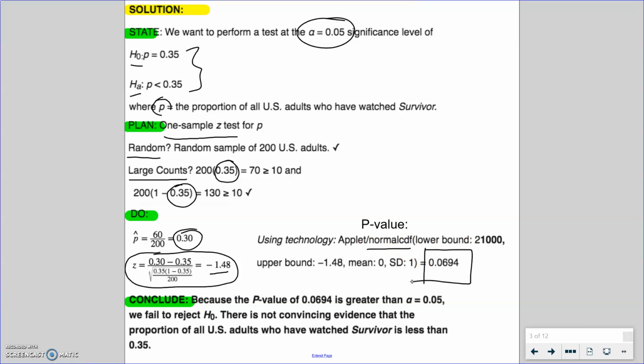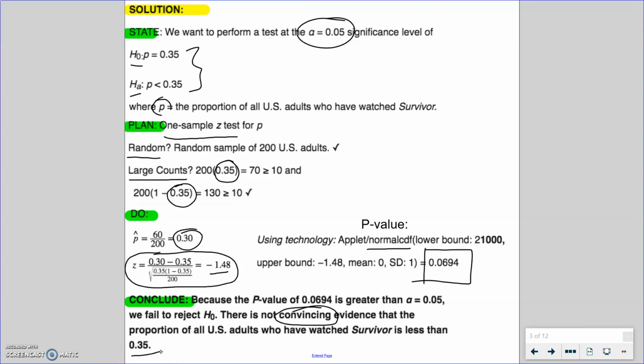Because the p-value of 0.0694 is greater than our significance level of 0.05, we failed to reject the null. There is not convincing evidence that the proportion of all US adults who have watched Survivor is less than 0.35. Here's the part that's big. There is not convincing evidence. Our p-hat is in fact less than 0.35.